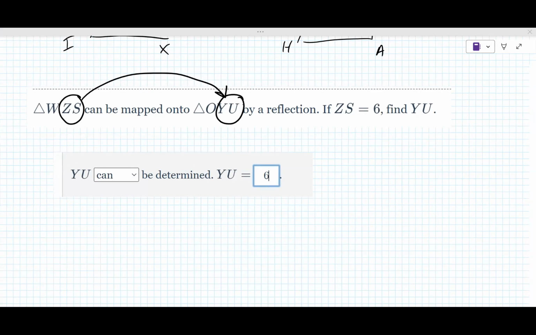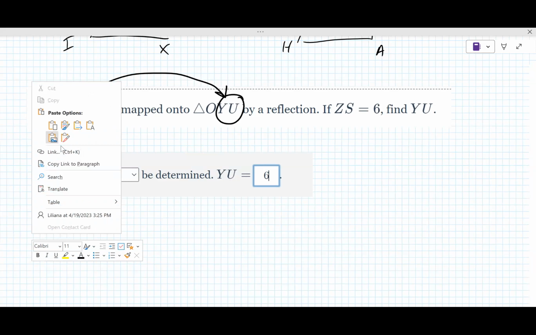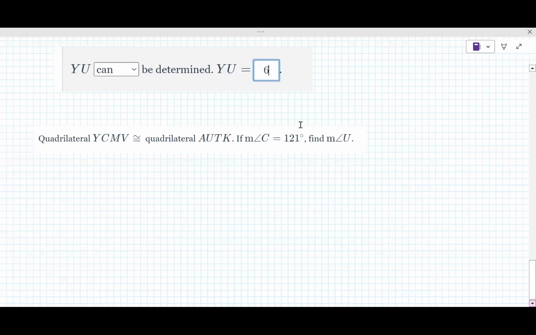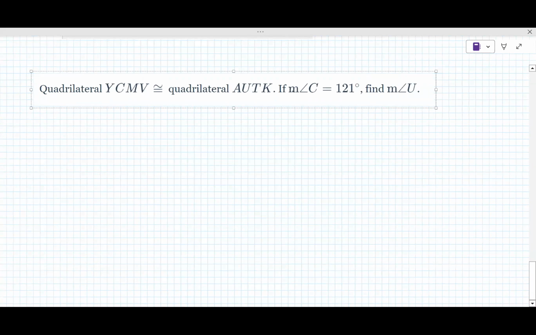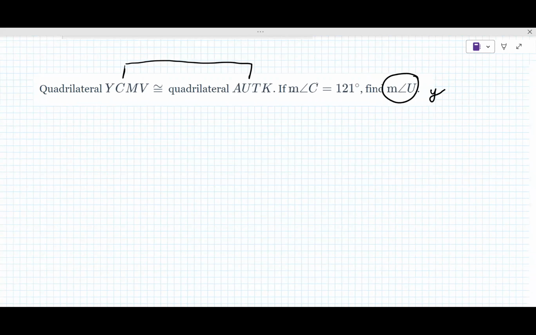All right. Let's see here. Last one here. Running out of time. All right. So quadrilateral YCMV, quadrilateral AUTK. If C is 121, so C goes to the second letter, U. Can we find the measure of angle U? Yes. So it's really as simple as that. It's really as simple as seeing if they're exactly in the same order there.